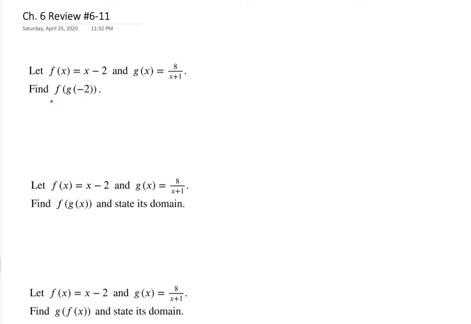So this one we're just finding f of g of -2. So we have this composition. What we're going to do is put -2 inside of the g function first, then take whatever we get and put it inside the f function. So if I put a -2 in for x, I get 8 over -1, so I get -8. So that means I have f of -8. And if I plug -8 into the f function for x, I get -10. So f of g of -2 equals -10.